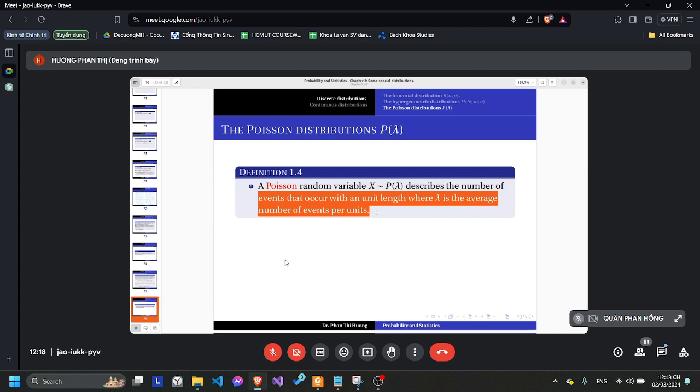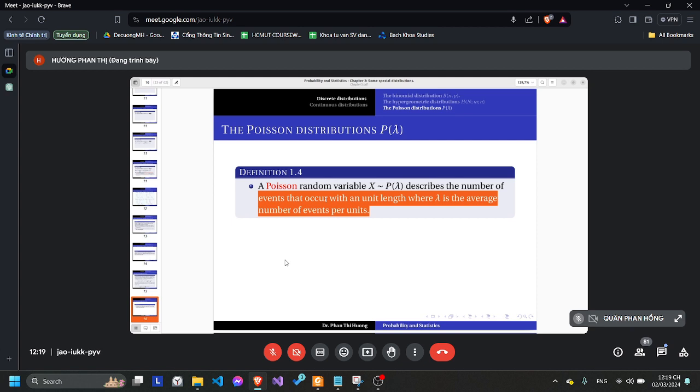So you can see that because the Poisson distribution is derived from the binomial distribution, and the binomial distribution describes the number of events among a sample of n trials, and then we take n approaching infinity, hence the Poisson random variable also describes the number of events. But now it's not limited to a sample of n anymore. Now the Poisson random variable describes the number of events relating to a unit.